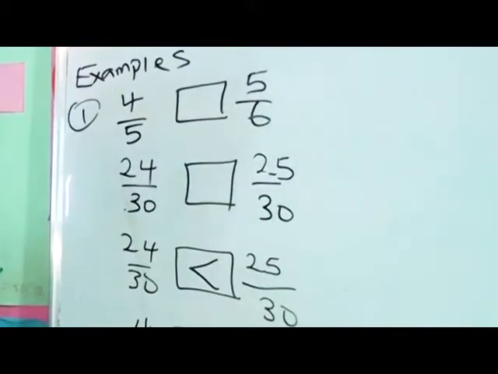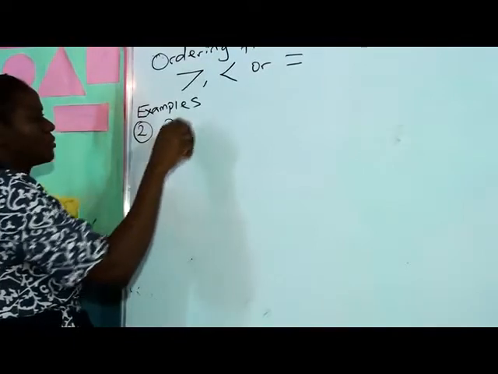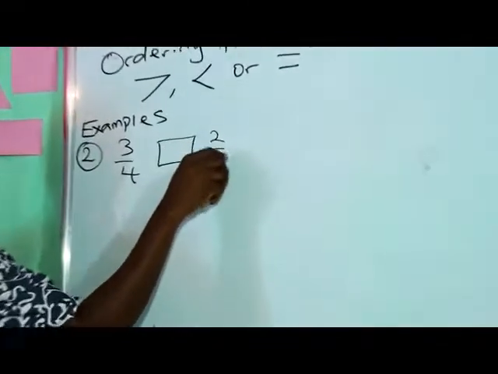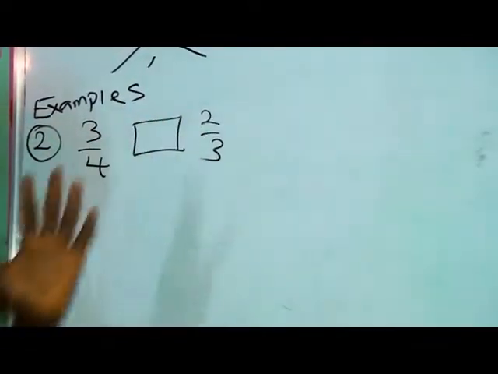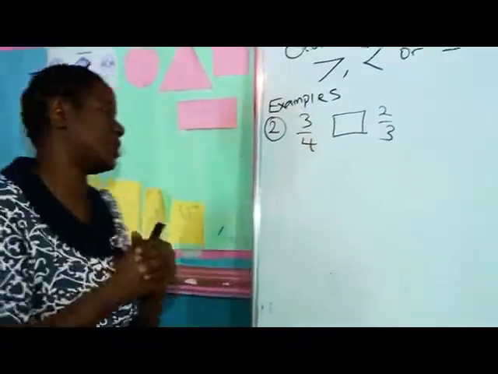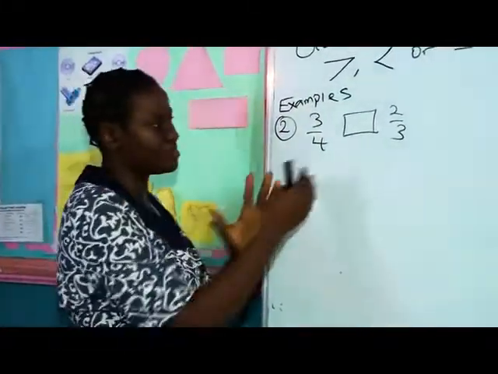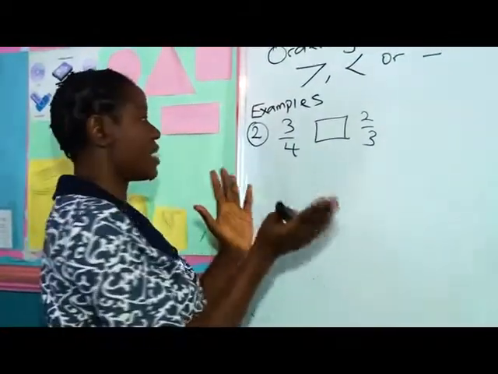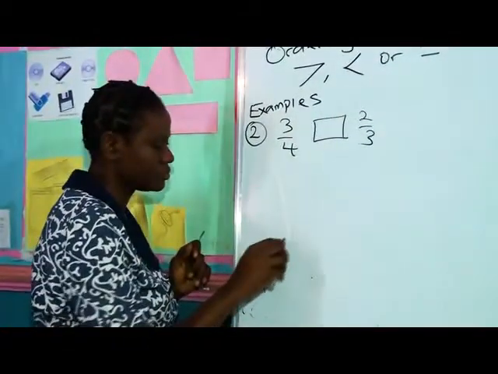Let's take another example. 3 over 4, 2 over 3. Is 3 over 4 greater than, less than, or equal to 2 over 3? Let's do this together. We find the LCM of 4 and 3.